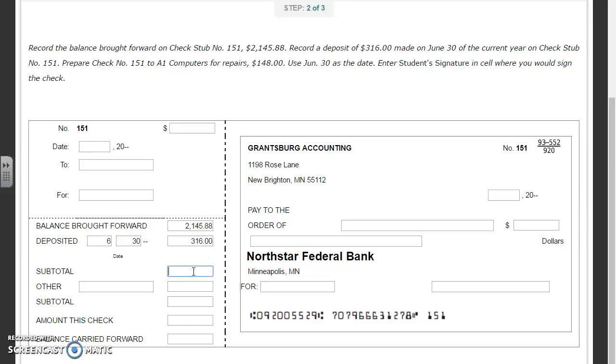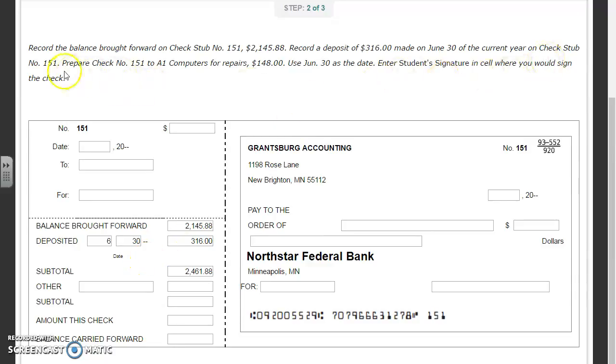Now we're going to do a quick subtotal, really, before we write our check. We have a balance brought forward. We have a deposit. This balance is the balance we have in our account. We also have a deposit that we're making, so we're going to add these two together because we made a deposit that adds to what we have in our account. So our new subtotal is going to be 2461.88.